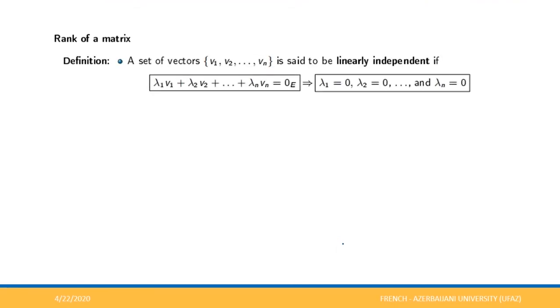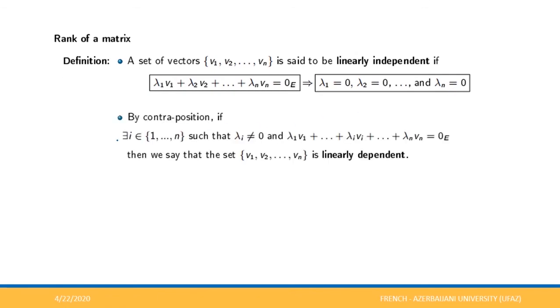Rank of a matrix. First, I'll give you the definition of linearly independent and linearly dependent sets of vectors. The set of vectors v1, v2, and so on, vn is said to be linearly independent if lambda 1 v1 plus lambda 2 v2 plus and so on plus lambda n vn is equal to the 0 vector, which implies that lambda 1, lambda 2, and lambda n, all of them are 0.